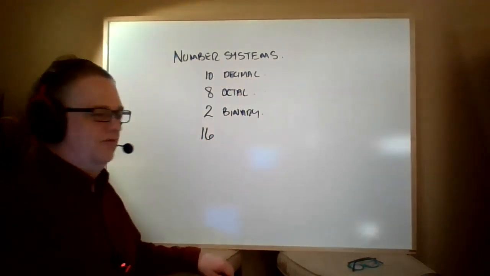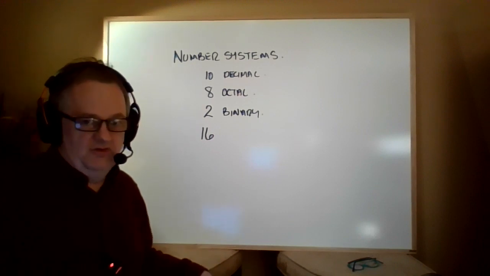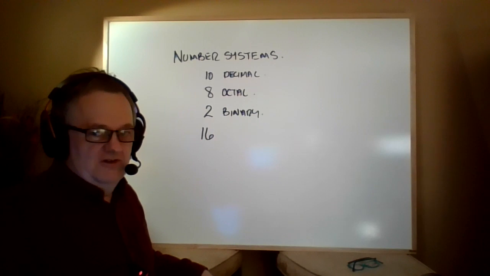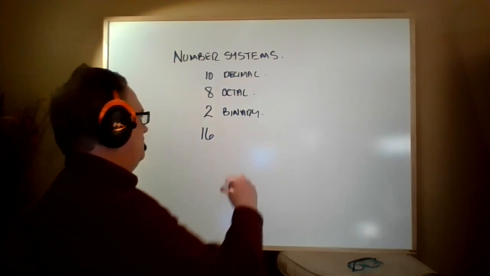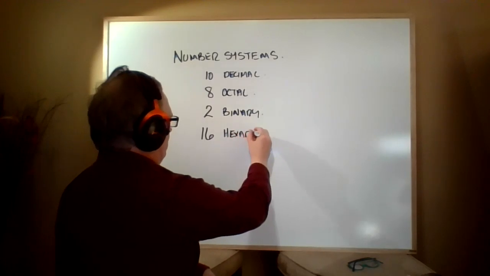Now, there's one more that the applications are actually quite interesting. Lots of applications for it in the trade, especially if you get involved in troubleshooting at some point. Fault codes are very often generated in this base. This is base 16 or hexadecimal.